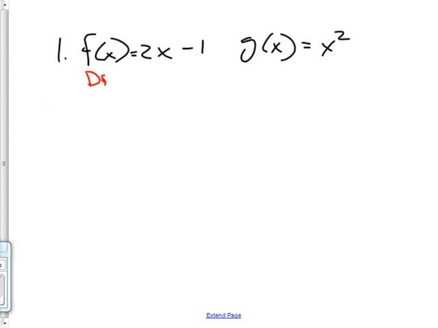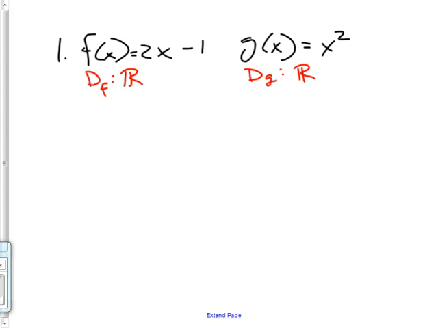But d of f. d sub f is the domain of the f function. And what is it, by the way? Is there any restrictions on it? All real numbers except nothing. All real numbers. There's no restriction. And what's the domain of g? Really small underneath the g function, you write that. Is there any restrictions on that thing? No, think about the picture of it. It's just a parabola. It goes forever to the left, forever to the right. So it's all reals also.